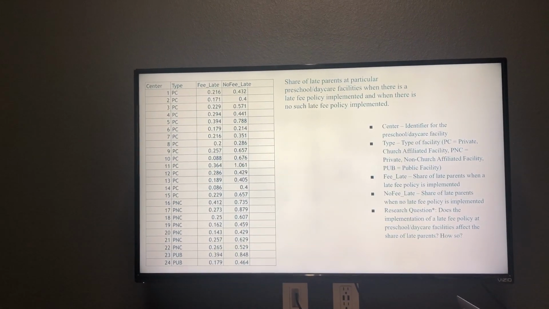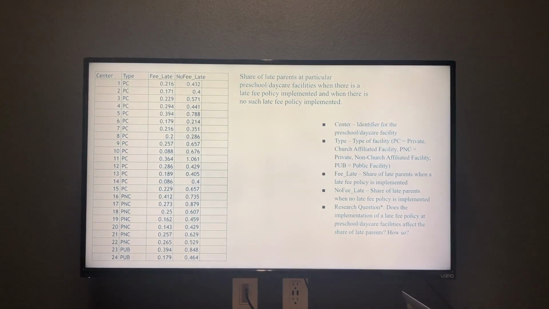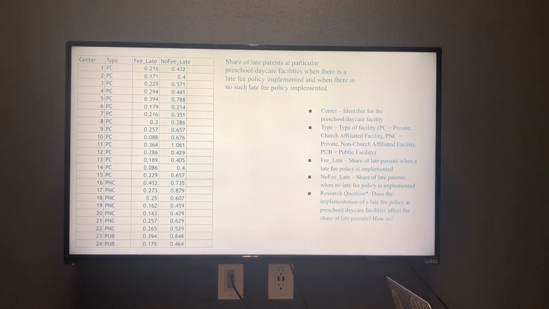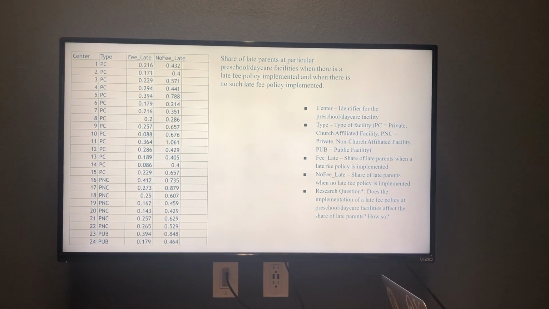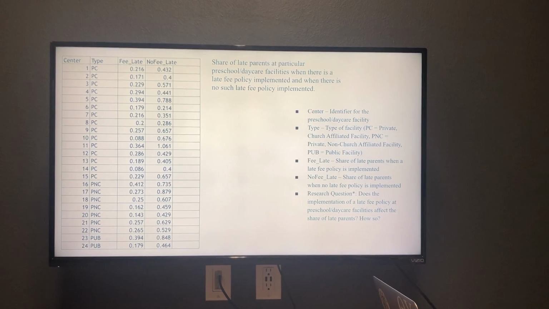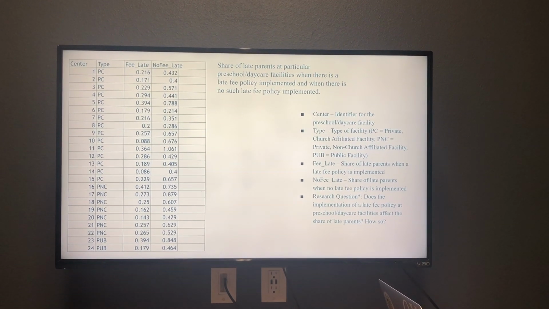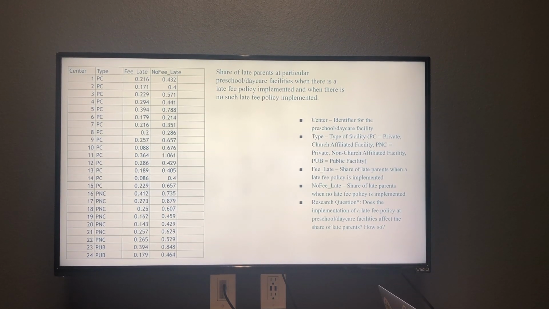So basically, we have different types of variables. We have the number of centers, which has 24 sample sizes, and the type of centers, where PC stands for private church, NPC is non-church affiliated, and PV is public facility. We also have our late fees and our no late fees, and the overall purpose of this research project is to see if the late fee policy affects the share of late parents and how.